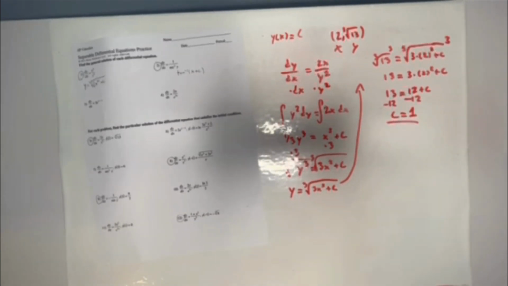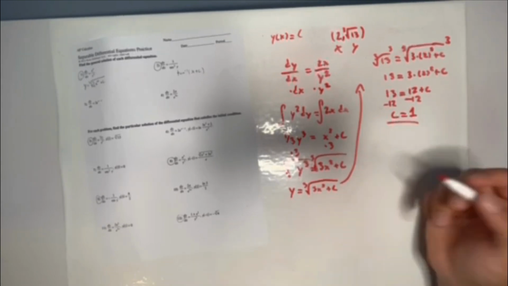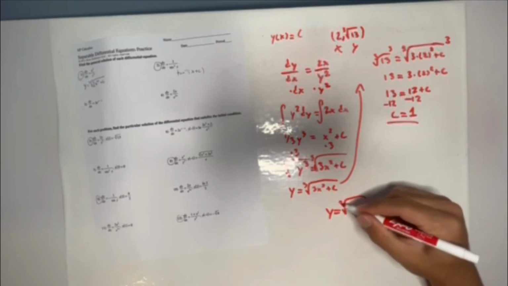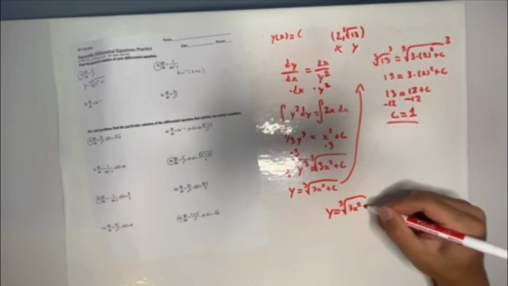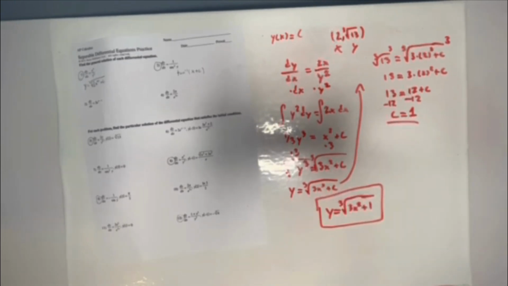So we have our c value, and it's super simple. To get your final answer, we just add the c value into the equation. So our final answer is going to be y equals the cube root of 3x squared plus 1. And that's your answer.